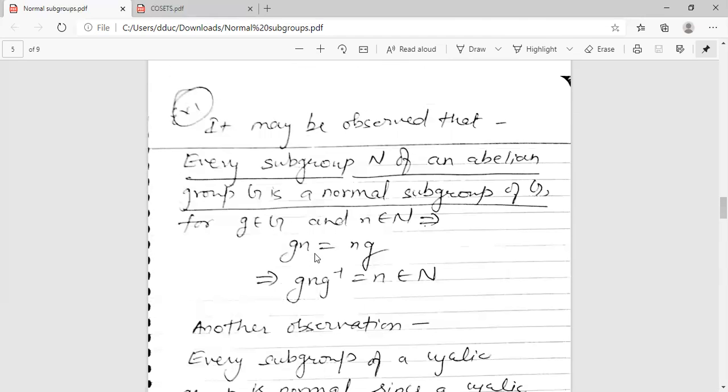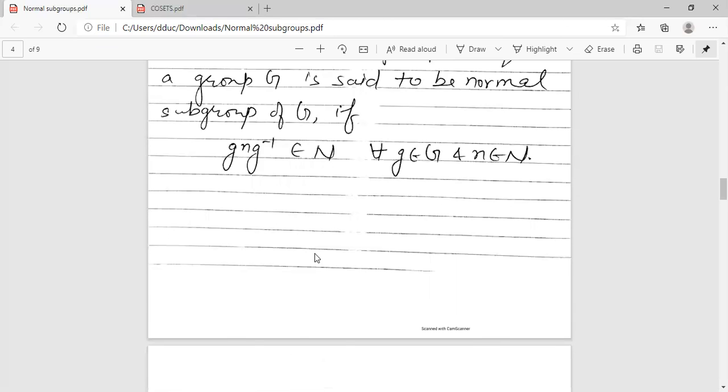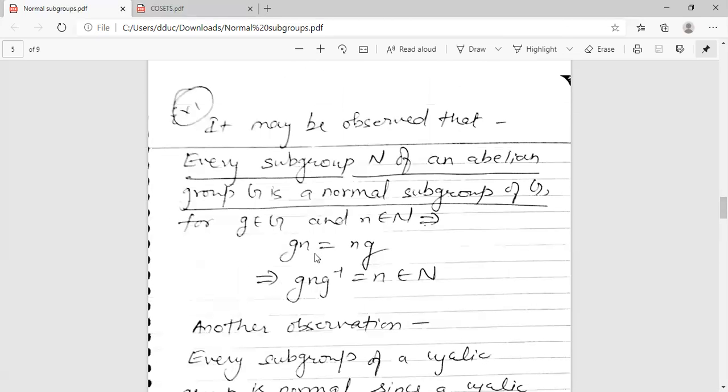So now we have this example. Let us see this. It may be observed that every subgroup N of an abelian group G is a normal subgroup of G. So what is an abelian group? Abelian group means where commutativity holds. So ab is equal to ba for all a, b belonging to the group. So we are saying that you take any subgroup of an abelian group, then that subgroup is a normal subgroup.